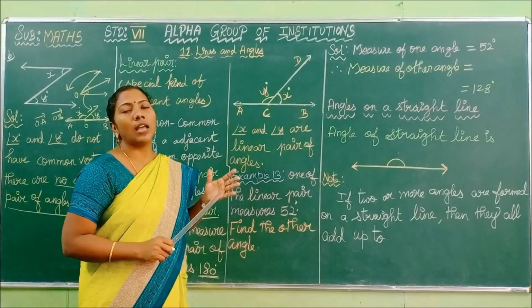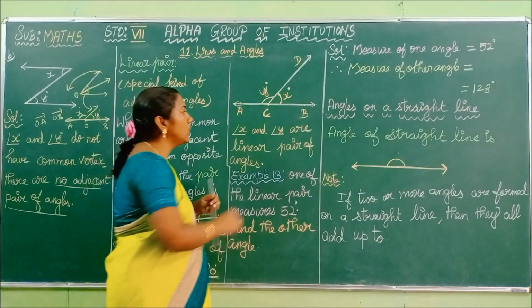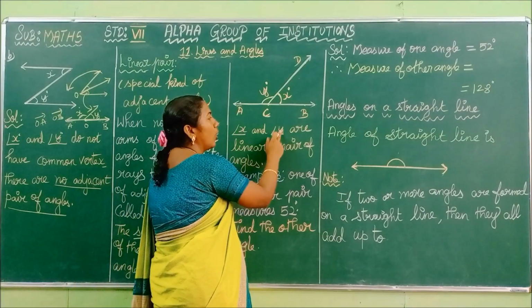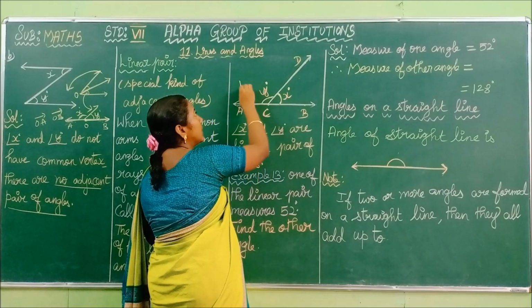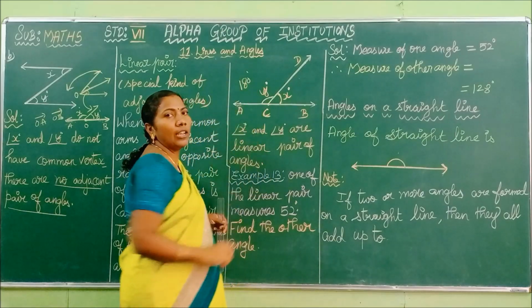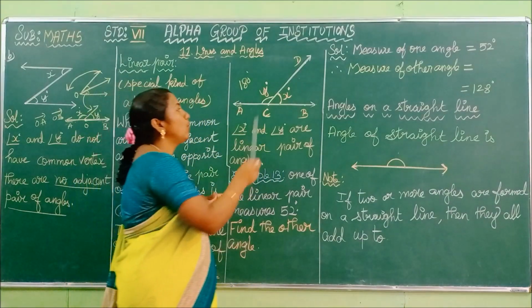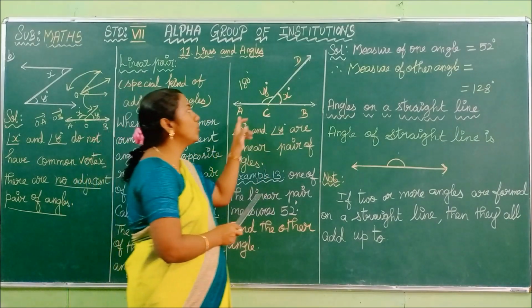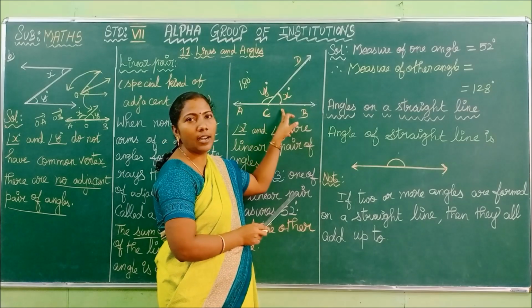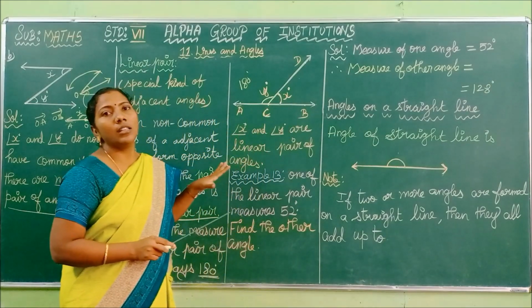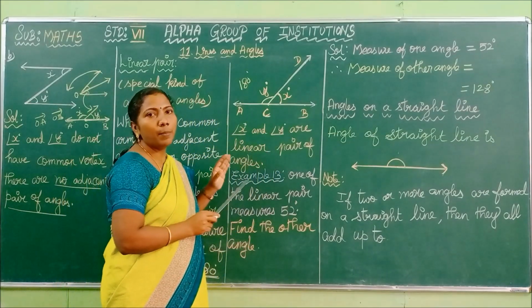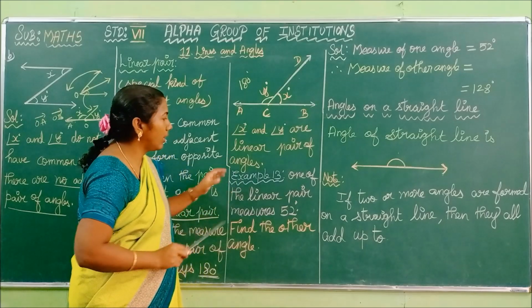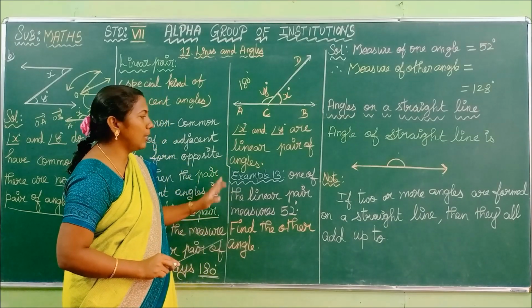Why are we calling these angles a linear pair? Suppose you add angle X and angle Y, you definitely get the sum 180 degrees. Do you understand, children? So if you add any angles and you get the answer 180 degrees, and it also satisfies the condition like this, then we call the pair of angles linear pair angles. Do you understand, children?